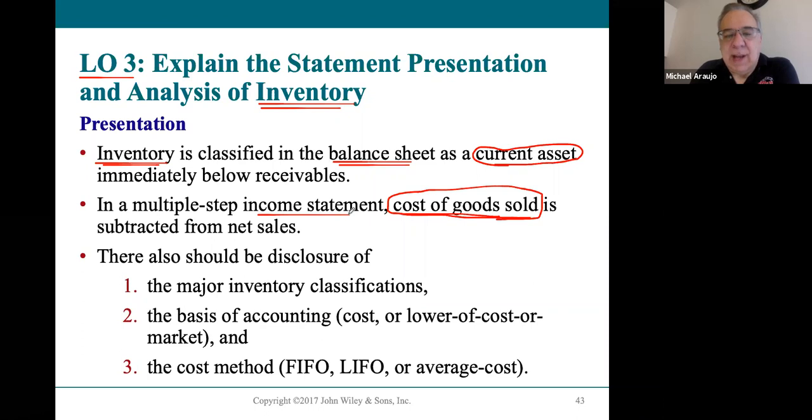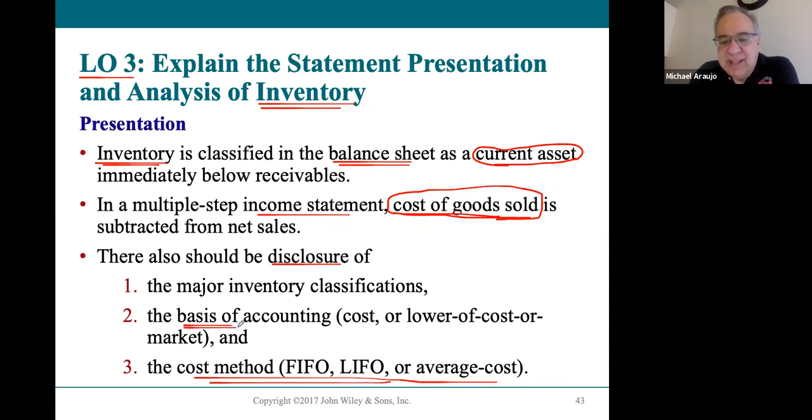What the income statement and the balance sheet and the entire report has to disclose is obviously what we do. What's the cost method the company used to get to the value on the balance sheet and to get to the value of cost of goods sold? So they have to disclose whether they use FIFO, LIFO, average cost, or in a few rare cases, specific identification.